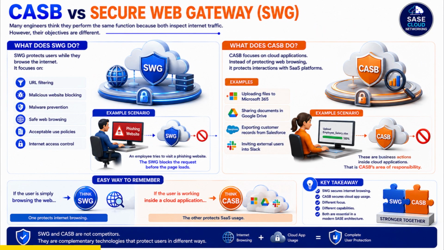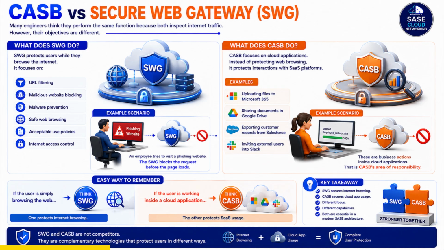Now let's look at CASB. CASB focuses on cloud applications. Instead of protecting web browsing, it protects interactions with SaaS platforms. For example, uploading files to Microsoft 365, sharing documents in Google Drive, exporting customer records from Salesforce, inviting external users into Slack. These are business actions inside cloud applications. That is CASB's area of responsibility.